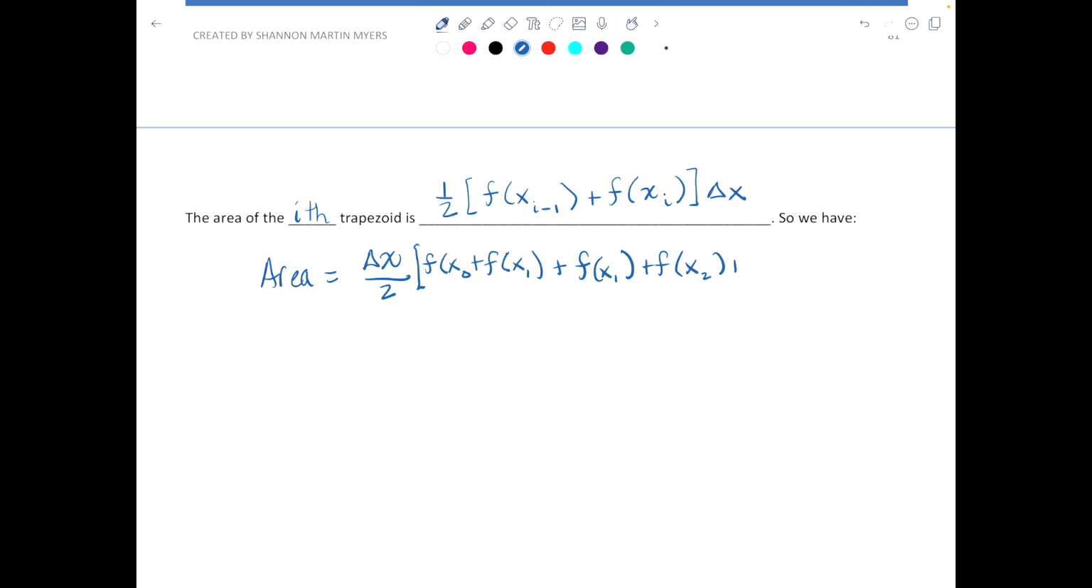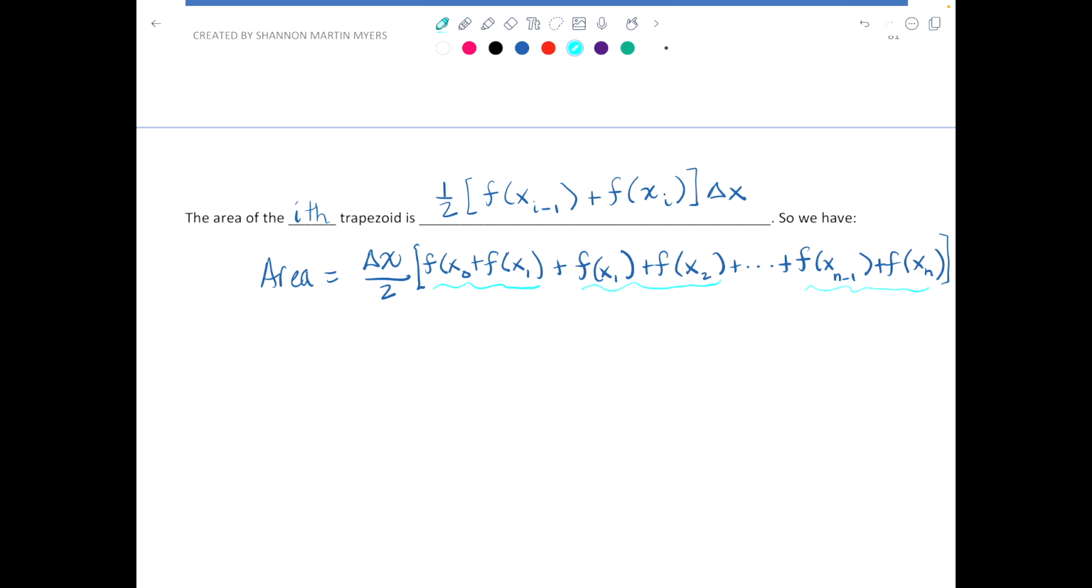So you keep going until you would get to the last trapezoid, which would be f at x n minus 1 plus f at x n. Good so far? So remember, this here was the height measures, which are really the bases of the first trapezoid, and then bases of the second trapezoid. So do you see what's going to happen? You're going to end up doubling all of the function values except for the very first one and the very last one. Isn't that kind of cool?